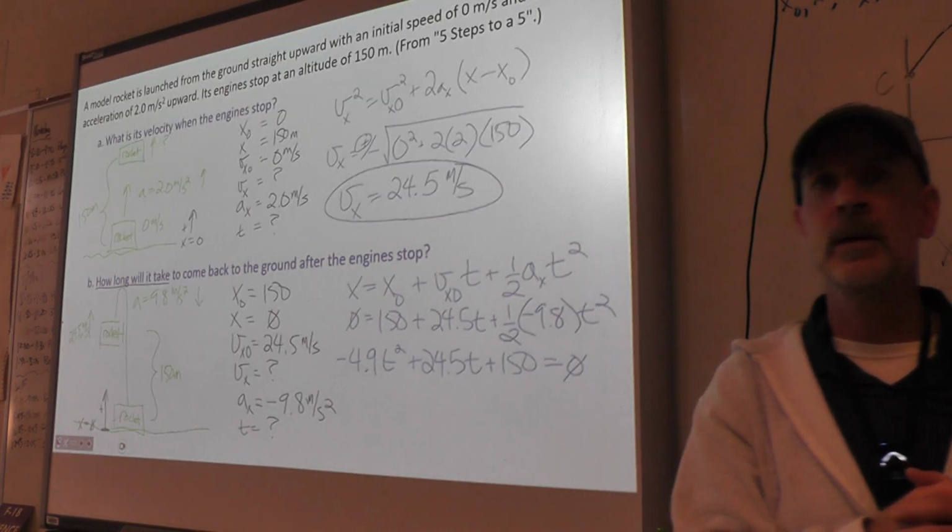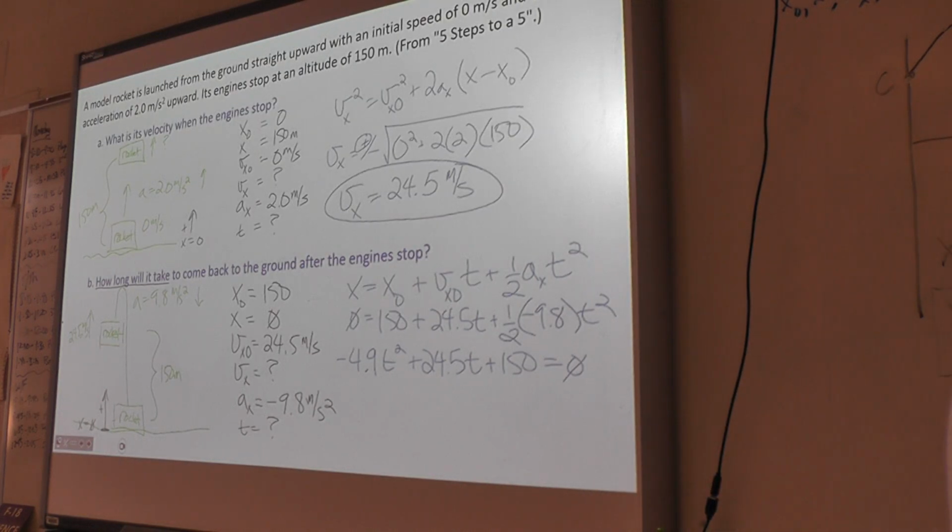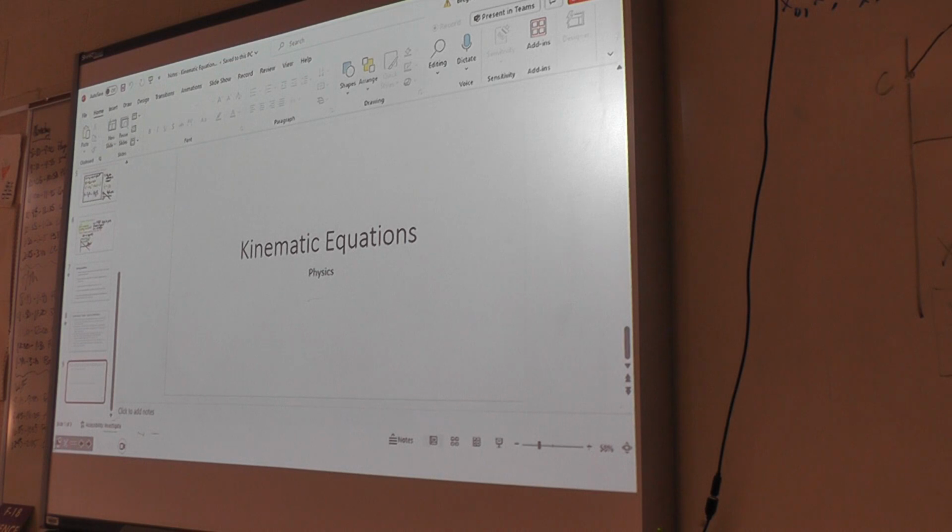You got it? You can't do that in your head? Wow. You're in high school and you can't do the quadratic formula in your head? You can't do that? I can't either.